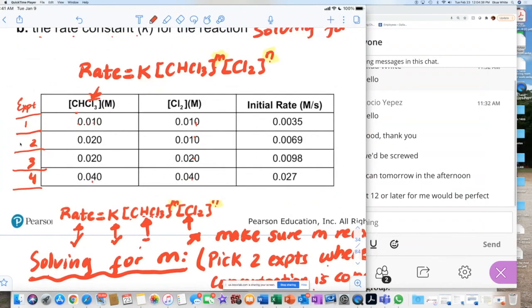Which two experiments should we pick? As far as the table is concerned, I'm going to look at just the relationship between rate and A, right? Rate and A. For those of you who want everything step by step, I'm going to add one more step, where the amount of CHCl3 is the same. I'm trying to figure out how A influences rate. That's going to be experiment two.